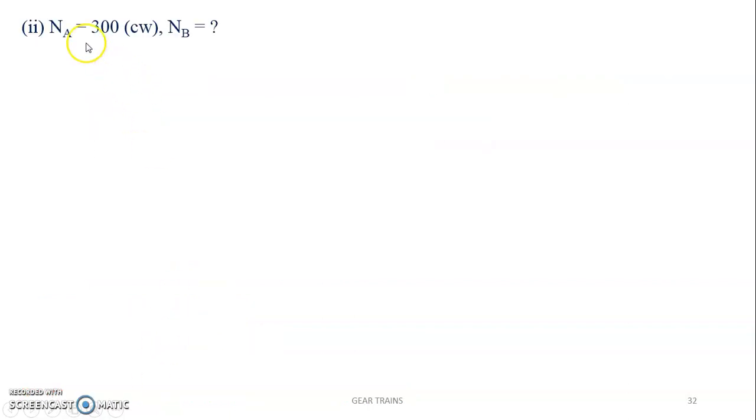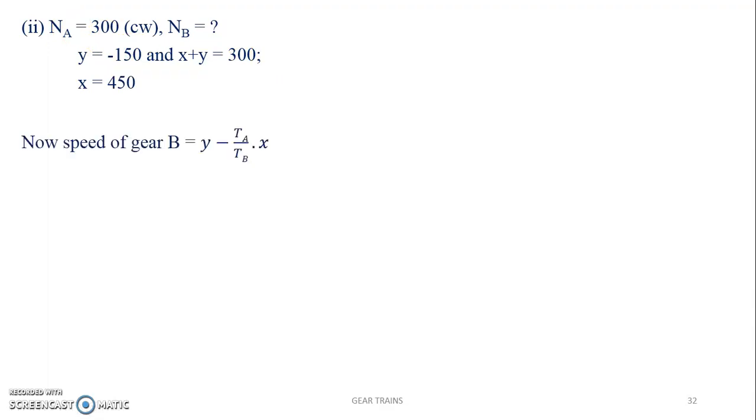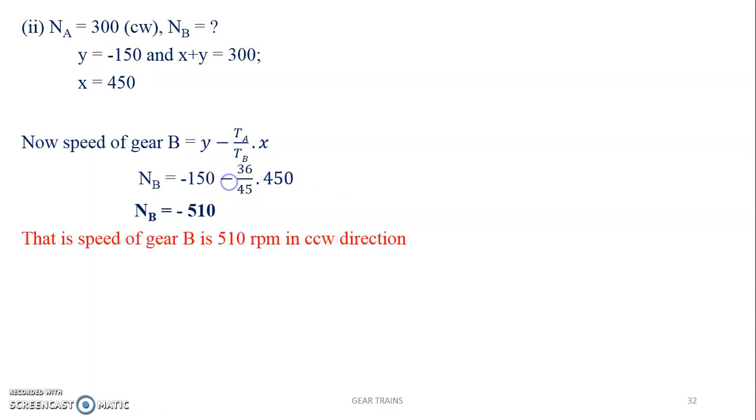The second part says: if gear A rotates at 300 rpm in the clockwise direction, then what is the speed of gear B? Again, we know that y is equal to minus 150. Then x plus y is 300, because the speed of gear A is now 300 clockwise, hence it is plus. Hence I get x. Then for the speed of B, I go to the same expression, substitute the values of y and x, and get the speed of B as minus 510. Minus 510 means the speed of gear B is 510 rpm in the counterclockwise direction.